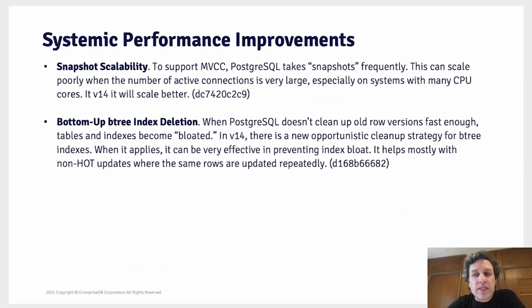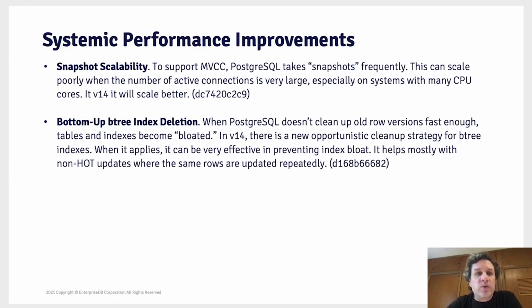The other improvement that I put into this category is bottom-up B-tree index deletion. I'm not sure if that's actually the best name for this feature, but it's the name that we've got. What this is really about is containing index bloat.